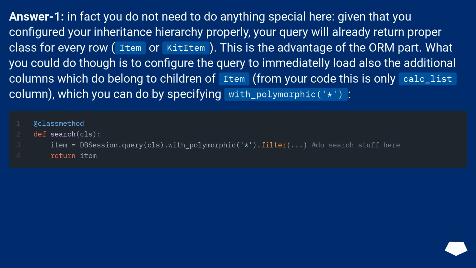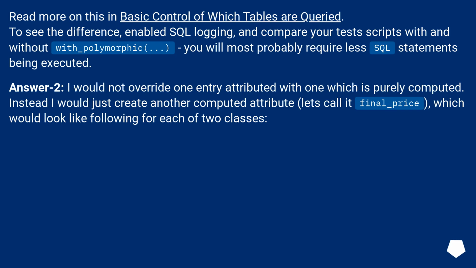What you could do though is to configure the query to immediately load also the additional columns which do belong to children of item. From your code, this is only the calc_list column, which you can do by specifying with_polymorphic. Read more on this and basic control of which tables are queried.